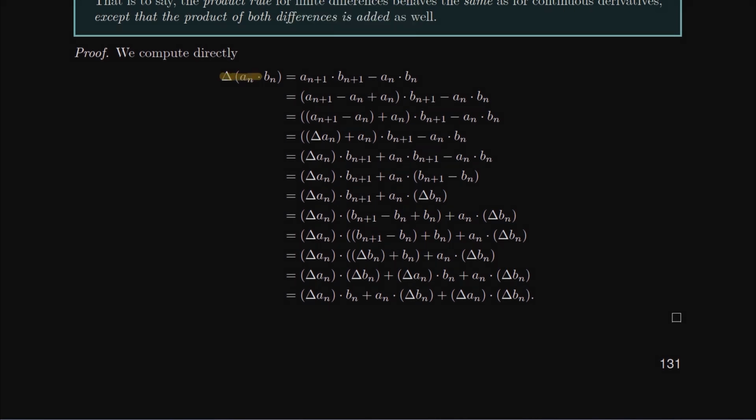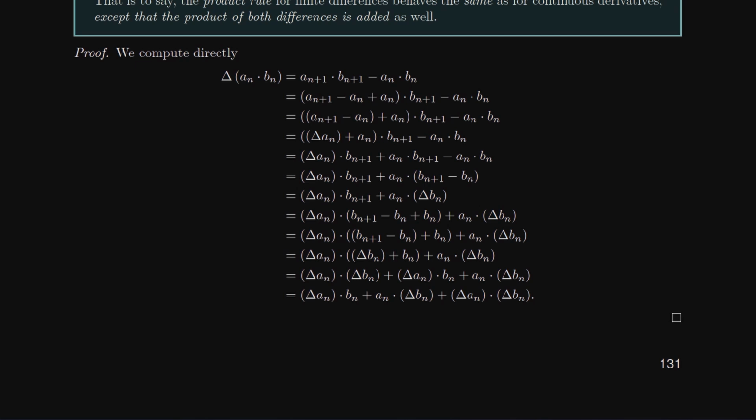If I want to calculate the finite difference, well, there's a definition for that, right? I'm going to replace both copies of n with n plus 1, and then I'm going to subtract the sequences as they are. And that's all well and good. We could just do that and not need a rule or anything. But let's see if we can force this to look like the product rule for continuous derivatives.